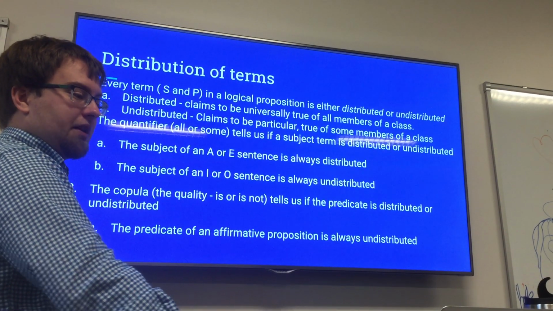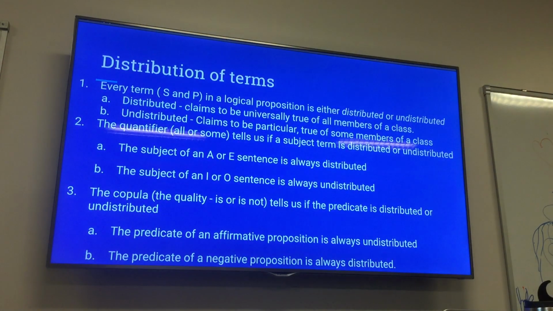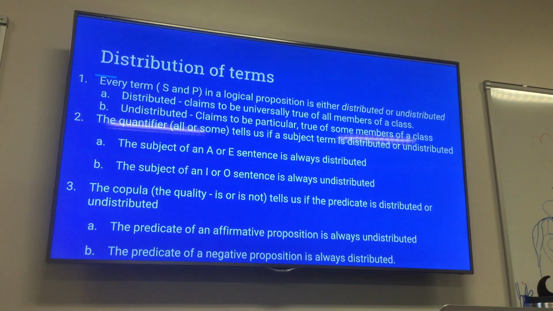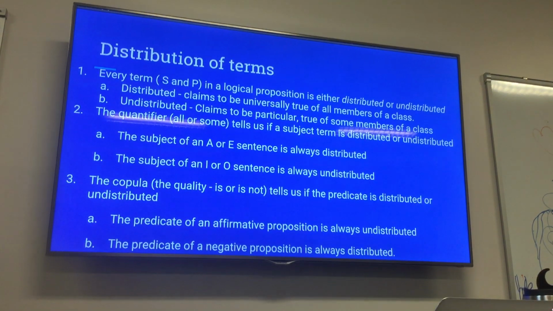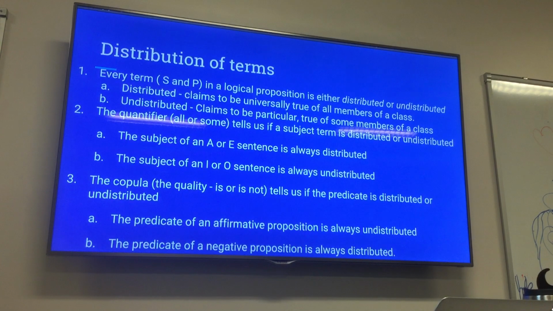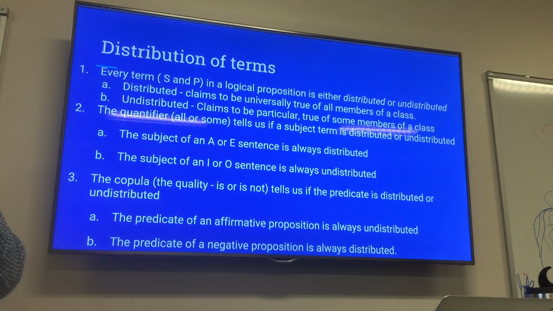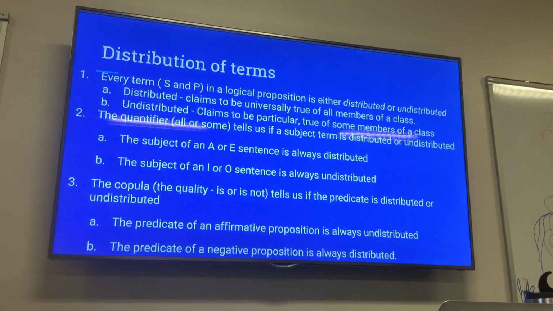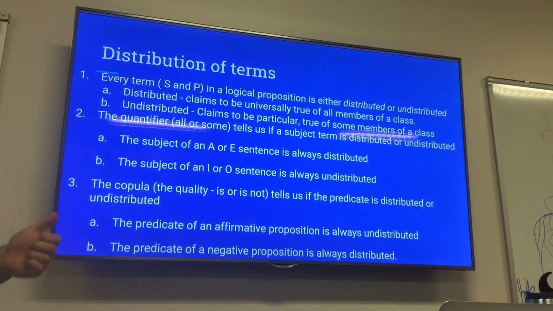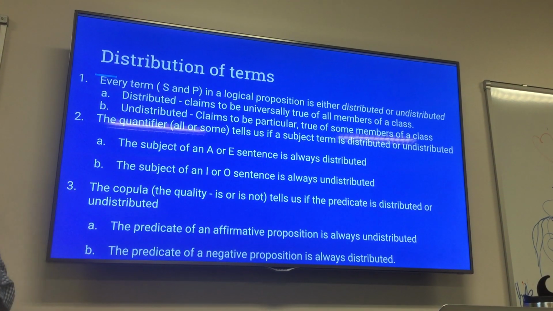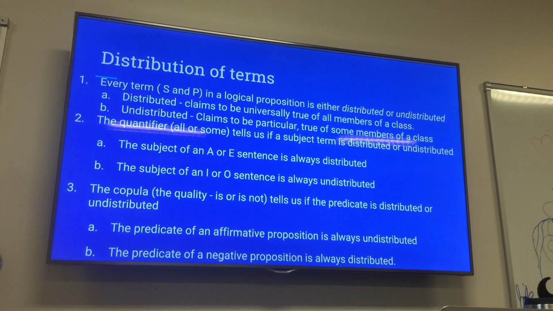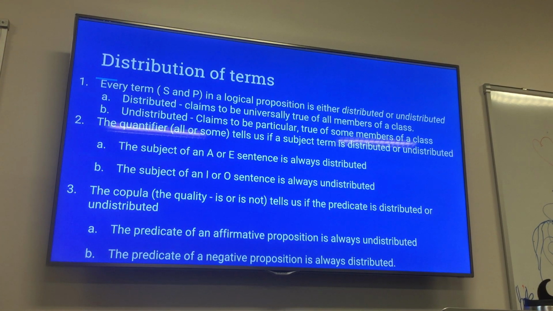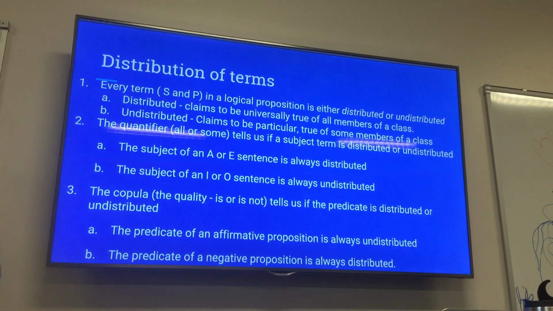Now, the copula, we don't need to worry too much about that rule. But the copula tells us if the predicate is distributed or undistributed. Now, I want to show you a much easier way to do this in just a moment. So, the predicate of an affirmative proposition is always undistributed. If I have an A or an I pattern, those are my positive, my affirmative propositions. The predicate is going to be undistributed. If I have a negative proposition, the predicate is always distributed. At this point, everybody grab your textbooks. I want to show you the easier way now that we've talked this through in that format.